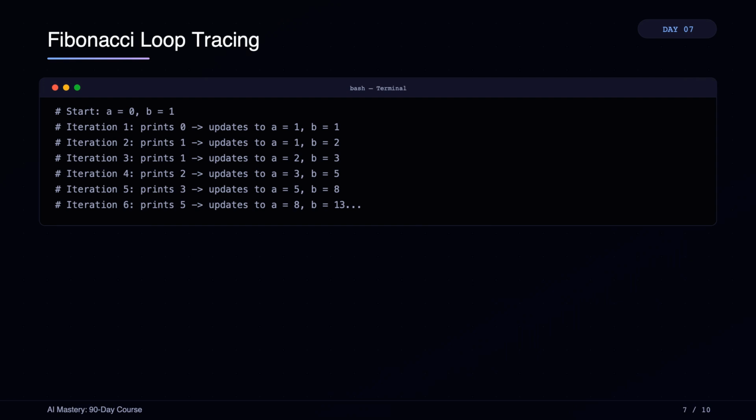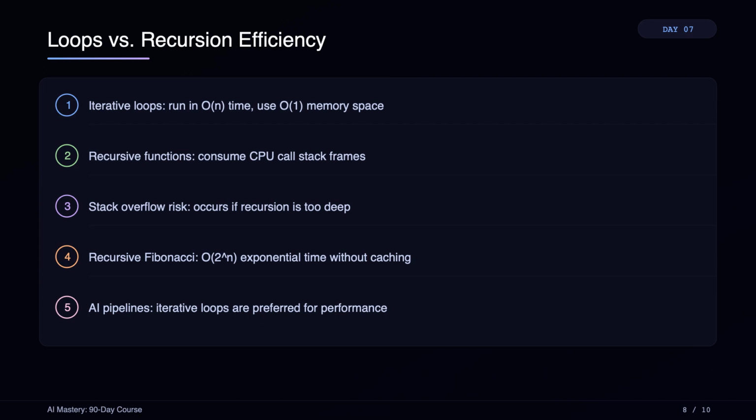You might wonder why we use loops instead of recursion, where a function calls itself, to solve these problems. While recursive code looks neat on paper, it has significant performance drawbacks. Every recursive call creates a new frame on the system call stack, consuming memory. If n is large, recursion can cause a stack overflow error.